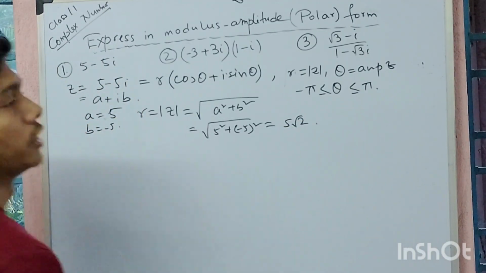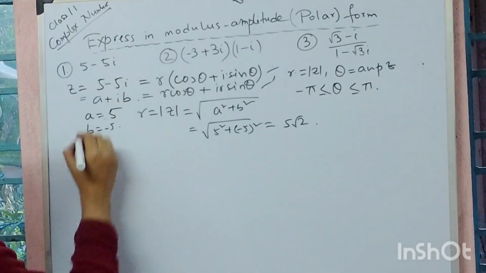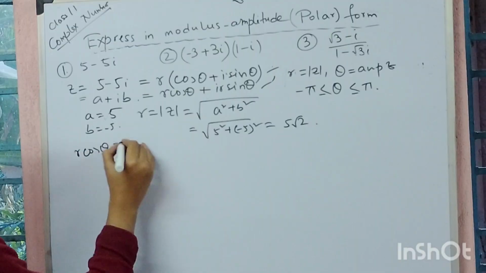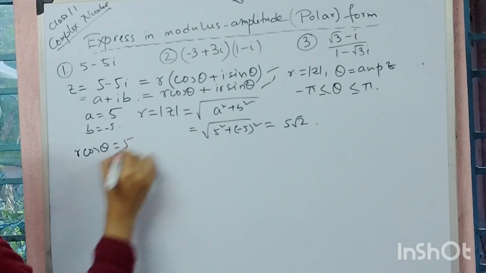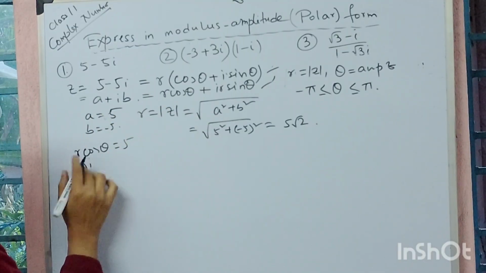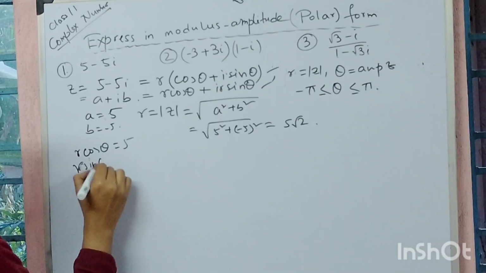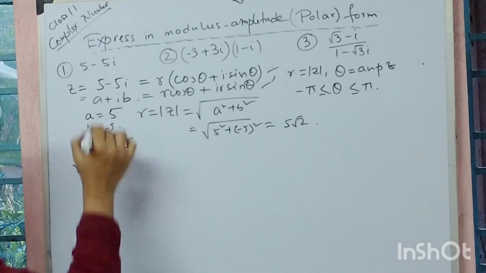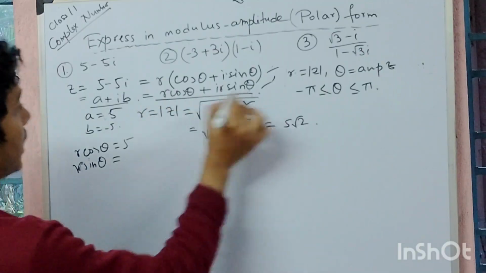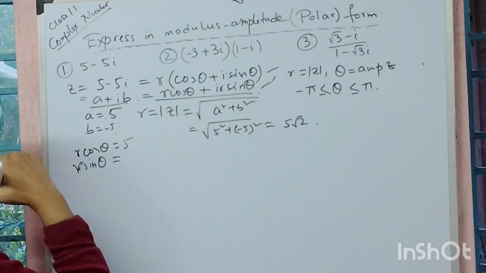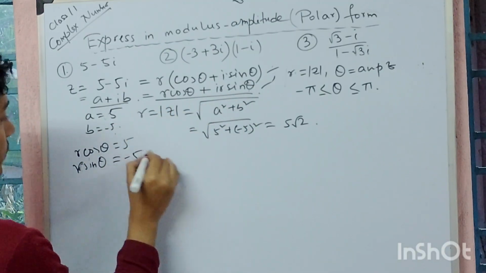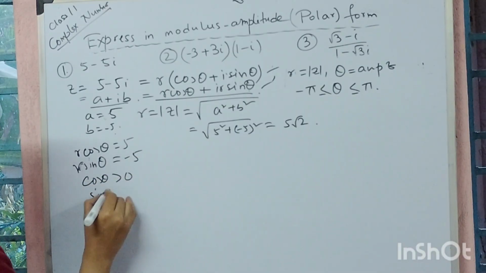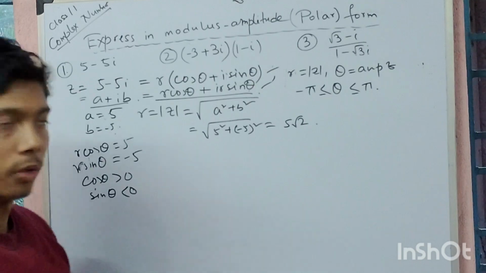Now I have to find out the amplitude. So r cos theta is basically your a, it means r cos theta equals 5. R sin theta is basically your b, and b is minus 5. So r sin theta is minus 5. So from here, cos theta is greater than 0 and sin theta is less than 0, because r is always positive.